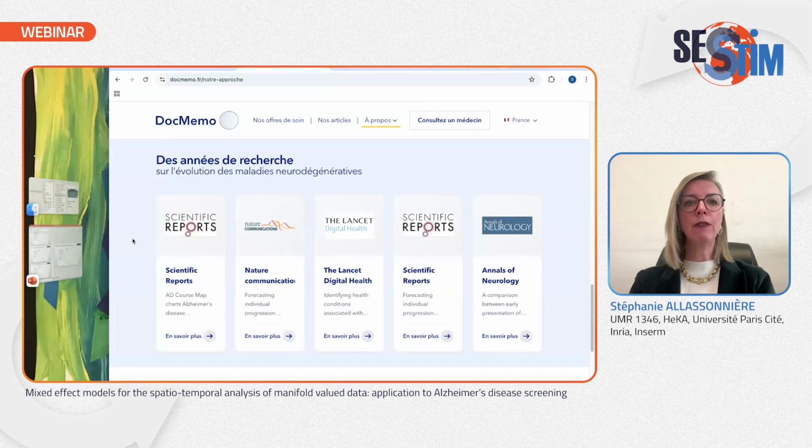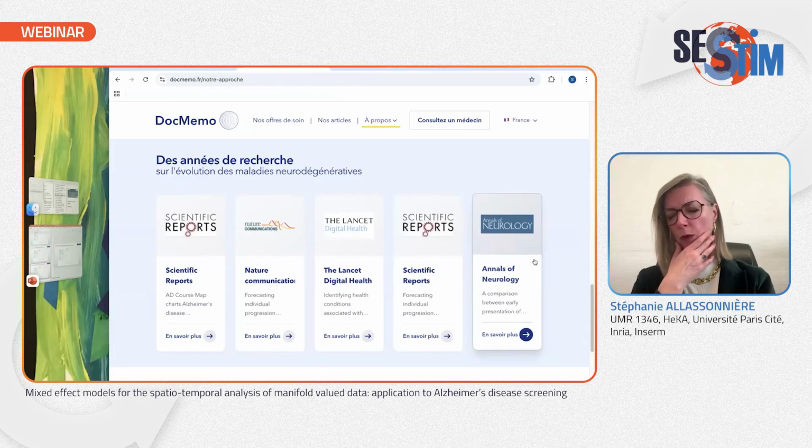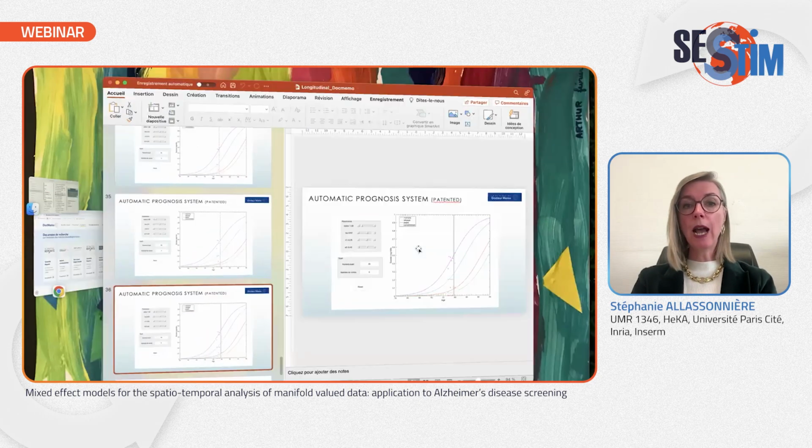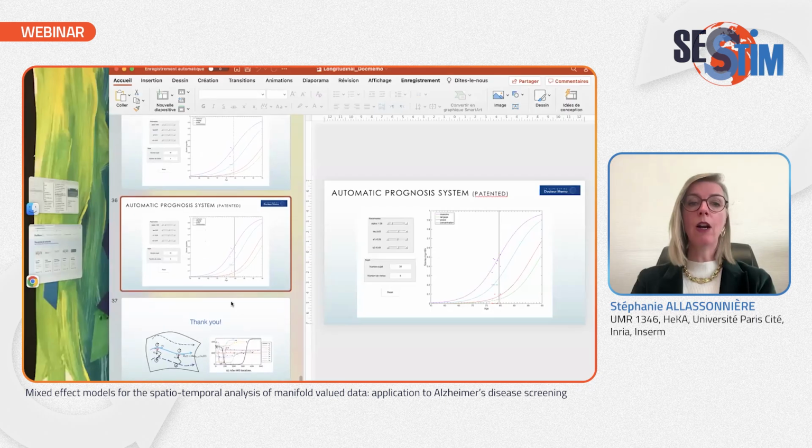So basically, as I said, for Alzheimer's disease, we are able to anticipate on average 4 years the deterioration of the patient. And it's about the same thing for Parkinson. We are at 2 to 3 years, and for Huntington disease as well. So this is how the digital twin are used.